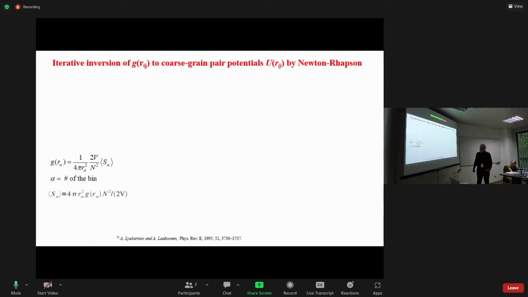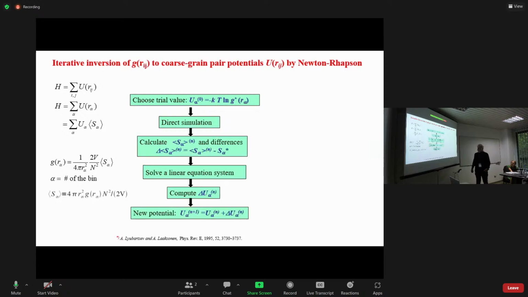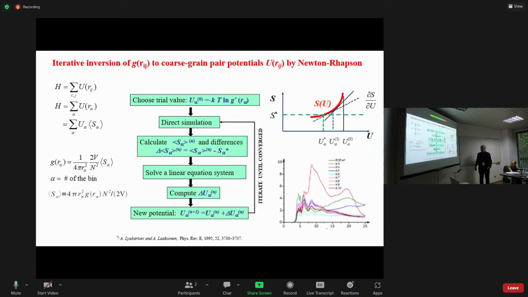Okay, so this, I think I will skip it. It describes a little bit the theory about this inversion, but what we use is Newton-Raphson. We start from the reference, the accurate radial distribution function from simulation, for example. We calculate the potential of mean force, and we use it as a potential to calculate the radial distribution functions.